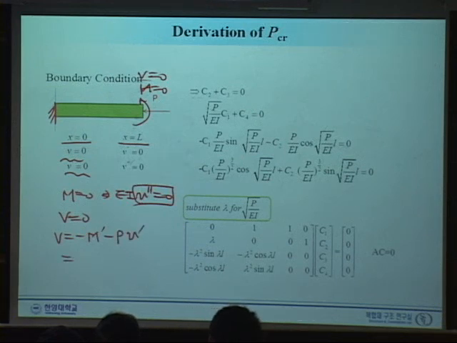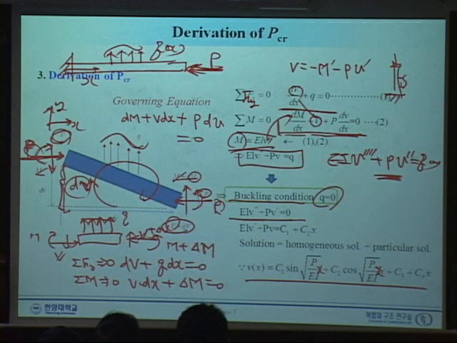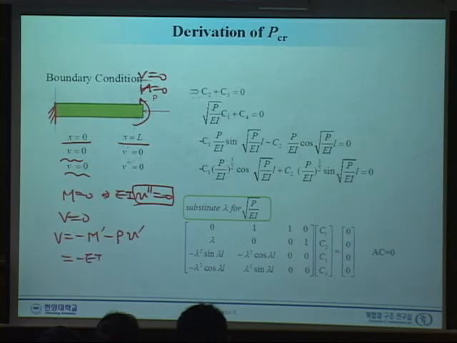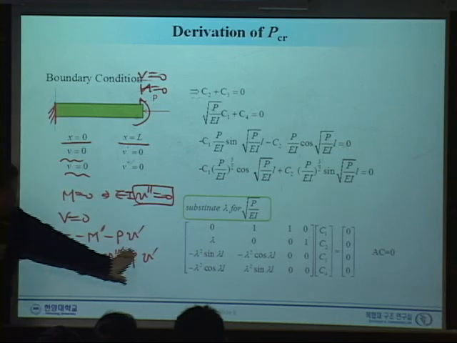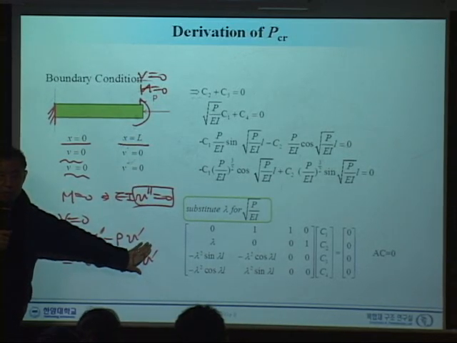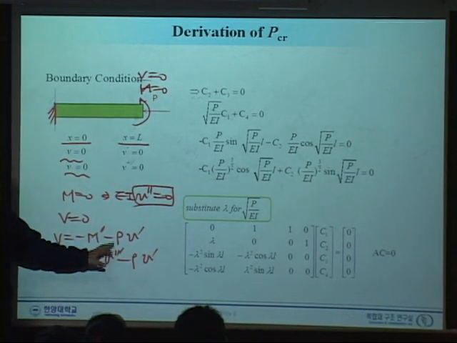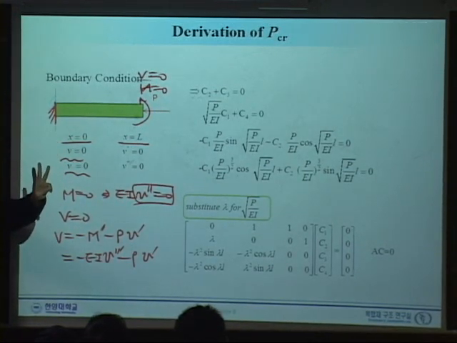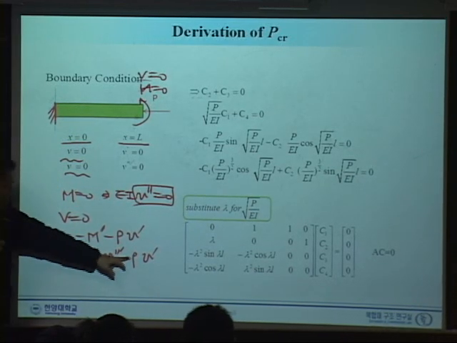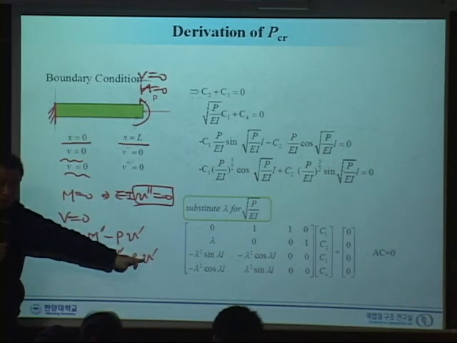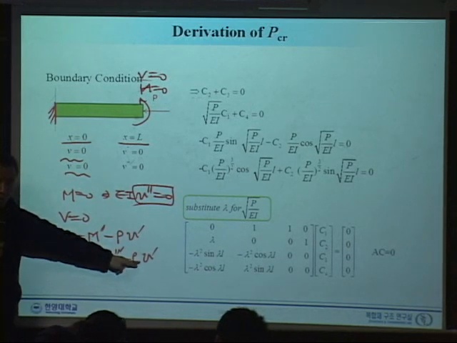And moment was given as EI V double prime minus P V prime. I'm sorry, there's one more prime there. Remember, if we don't have a compressive load, V was simply minus EI V triple prime, the third derivative, right? But now, because of this P, we have additional terms that you shouldn't forget.